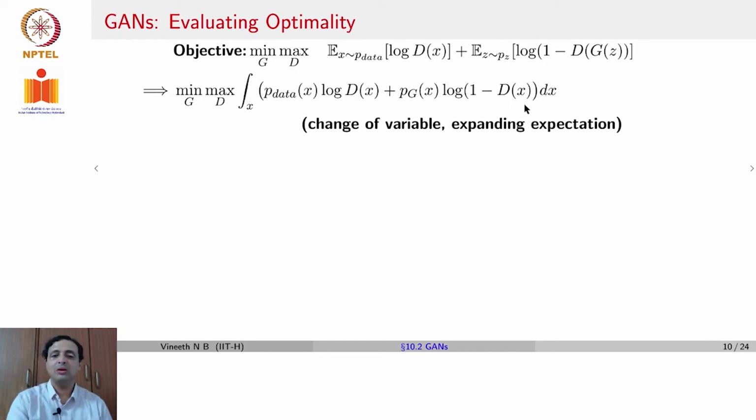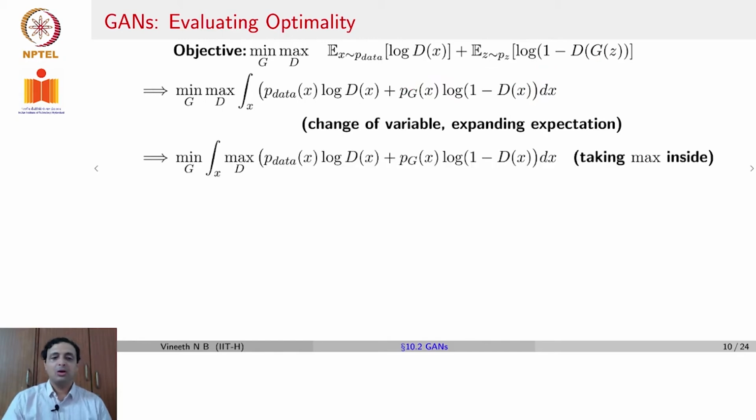We are assuming now that this x here is generated data. That's what we define as p g of x here, times dx. That's the integrand. So this is simply an expansion of the expectation term in terms of an integral. So let's now take the max inside the integral. That's the only difference between this step and this step, is that the max has gone here, otherwise the rest of the terms are exactly the same.